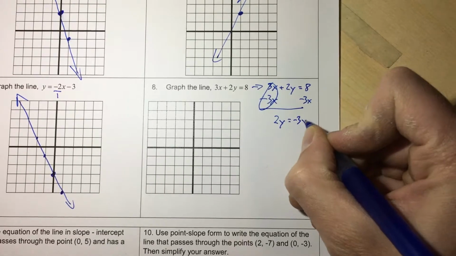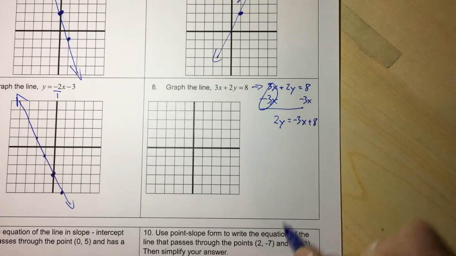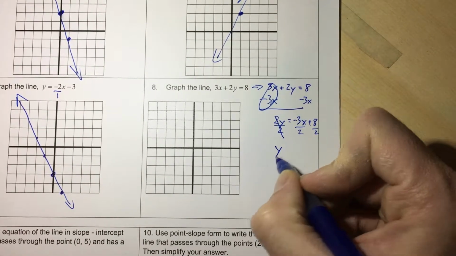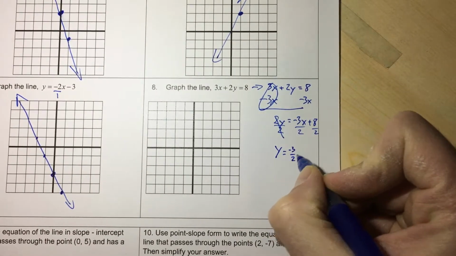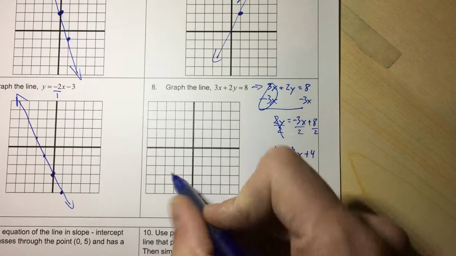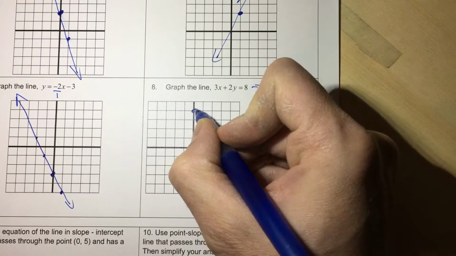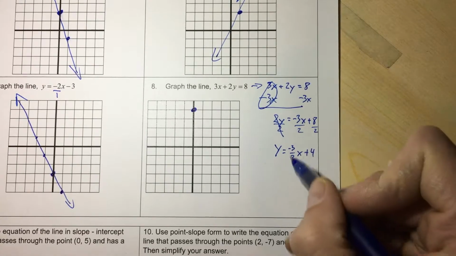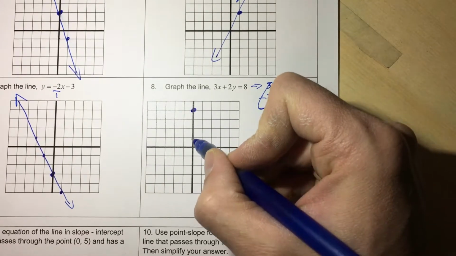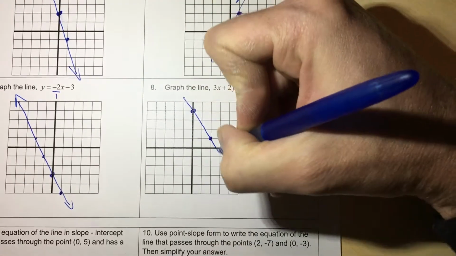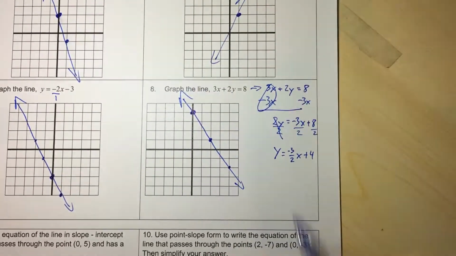And so we have 3x plus 8. And then we're going to divide by 2, and we have y equals -3 over 2x plus 4. Okay, and so we have +4 on our y-axis, so +4 here, and then our slope is -3 over 2, so we're going to go down 3 and then +2, down 3, +2, and that goes on forever. Okay, so you can go on forever with that slope. All right, getting close here.